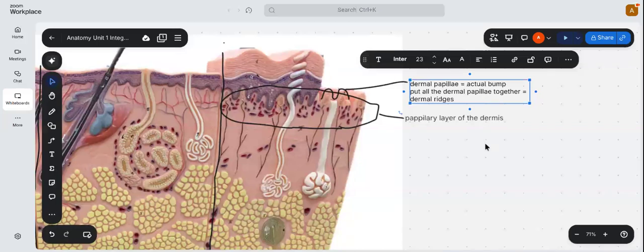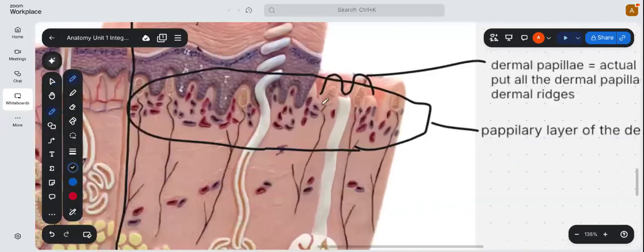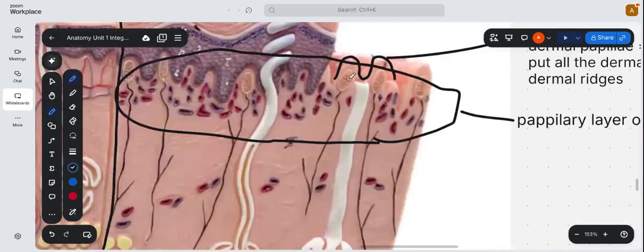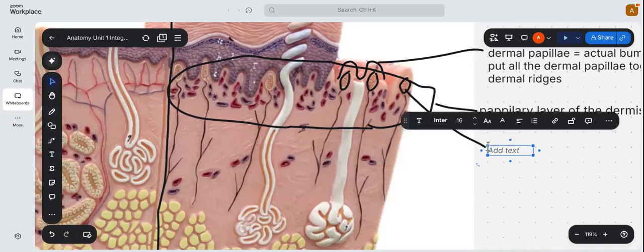Now, the next part of what is within your papillary layer, you have Meissner's corpuscles. If you look at the dermal papillae, you will see these kinds of like circles over here, or ovals, if you will. These ovals are considered to be Meissner's corpuscles. And for the sake of this class, you don't need to know what they do, you just need to know where they are.